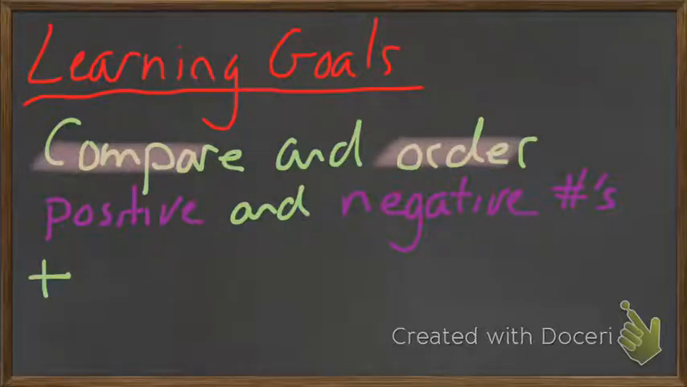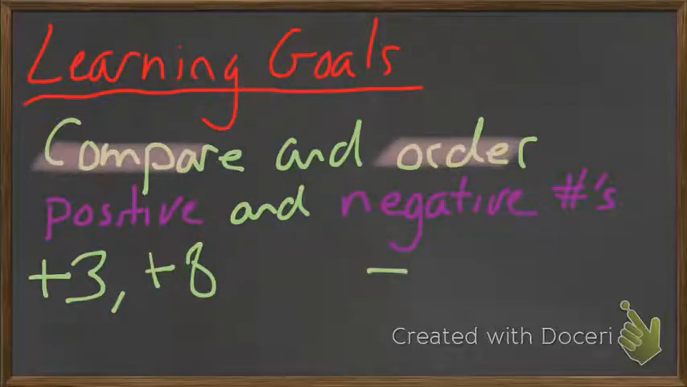So we could have positive 3 or positive 8. On the negative side, we could have negative 2 or negative 15. Now, just having that value or that phrase negative in front of them, it doesn't really mean much, right? But we will get into it for sure further.